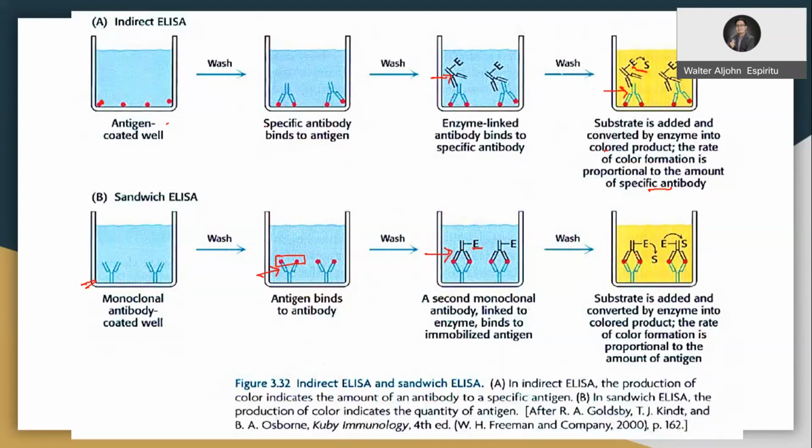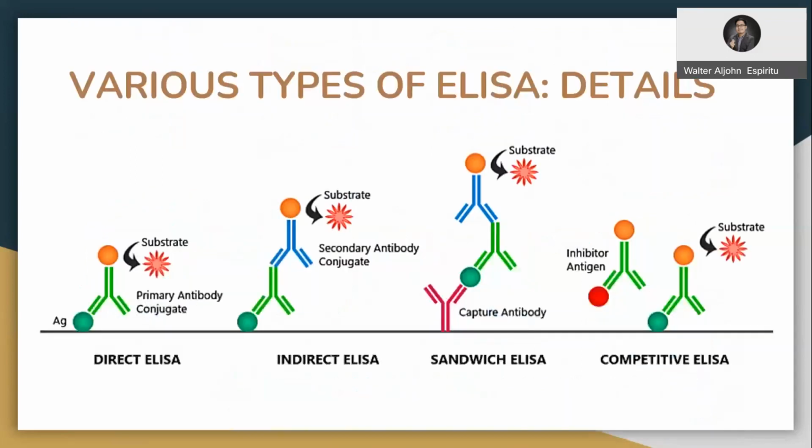Okay, so that's the difference between the indirect ELISA and the sandwich ELISA. So far we have seen the indirect and the sandwich. Just to cover the other types of ELISA, we have here direct ELISA, wherein you have your enzyme that is linked to the antibody, directly interacting with the antigen present. So that's direct.